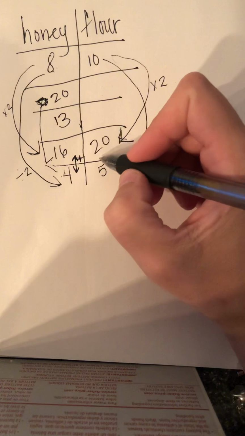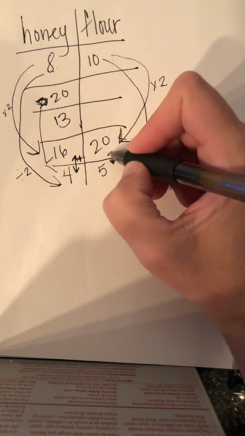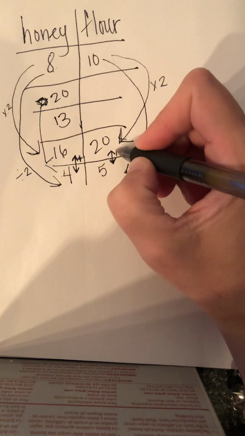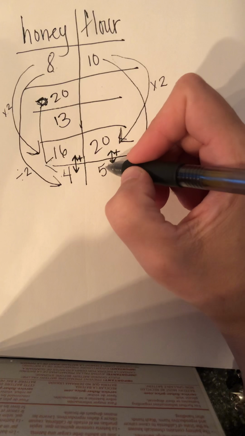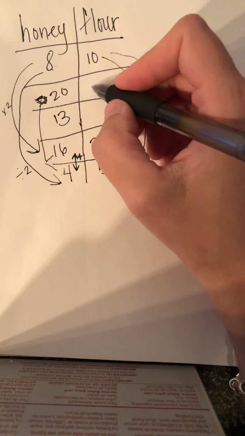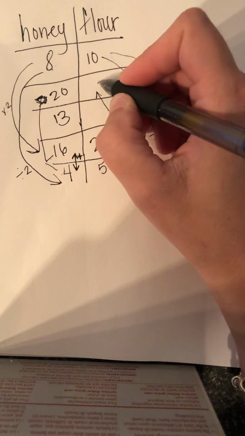Okay, next I'm going to have to do the same thing on this side. Okay, so I added up how many honeys I used. Now I get to add up how much flour I used. So I add 20 and 5. These two numbers added together give me 25.